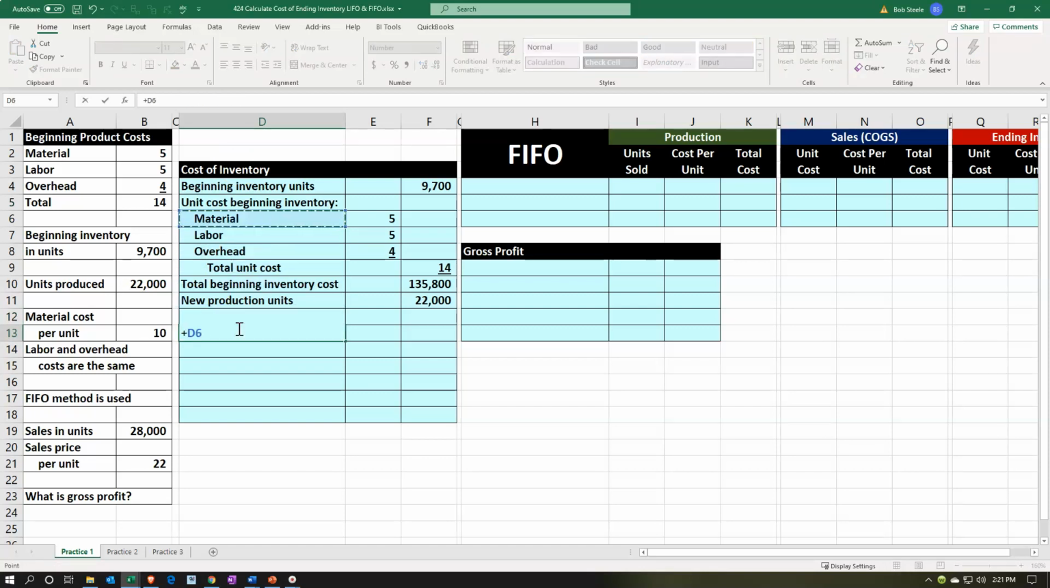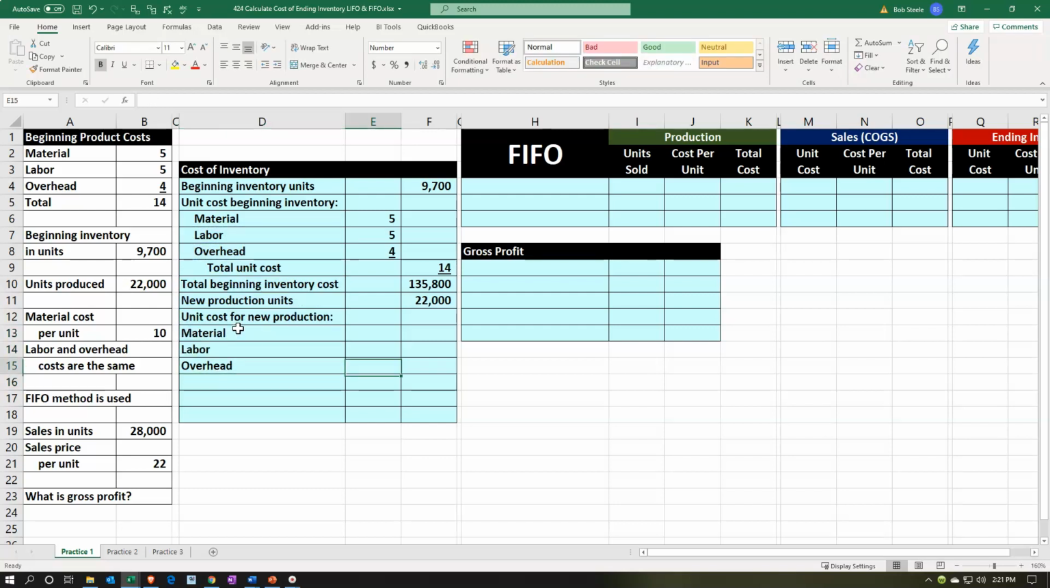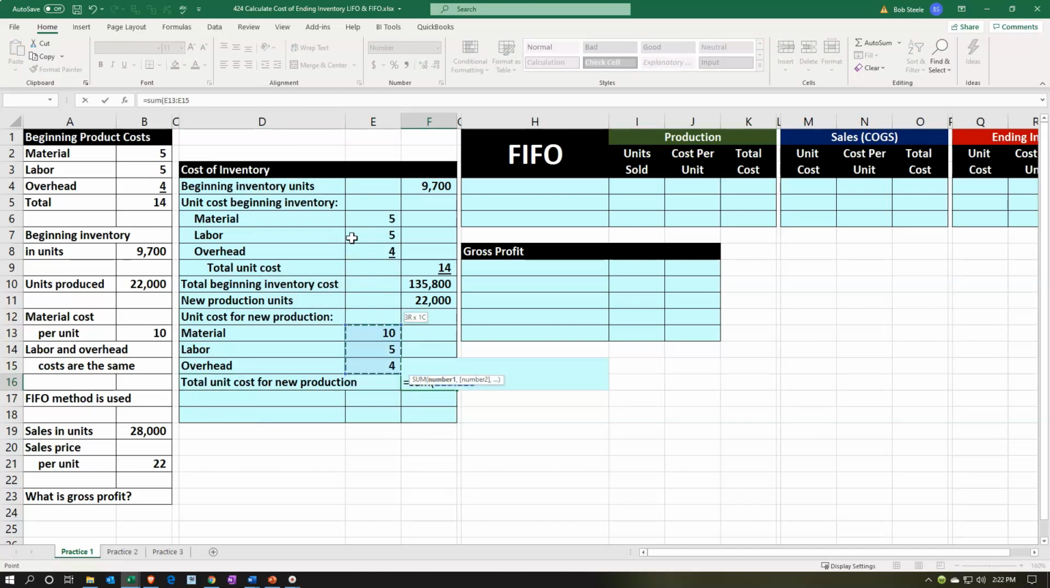We're going to have the materials, the labor, and the overhead, but it may differ, right? So now we're going to say the materials went up per unit to $10, but the labor and the overhead remain the same. So there are those items, and that's going to be the total unit cost for the new production that we will pull out into the outer column. Let's paste it this way. Pull that out into the outer column equals the sum of these items. So there we have that.